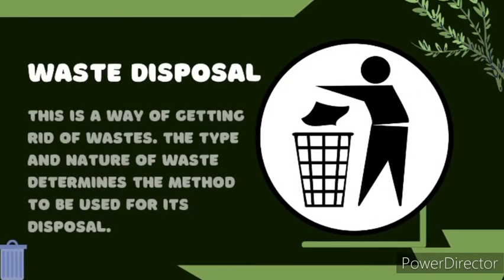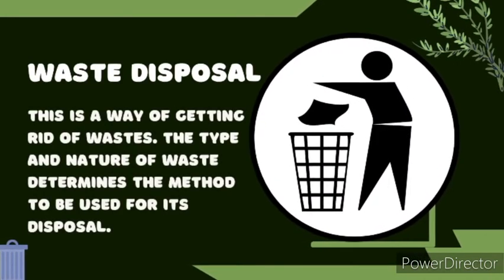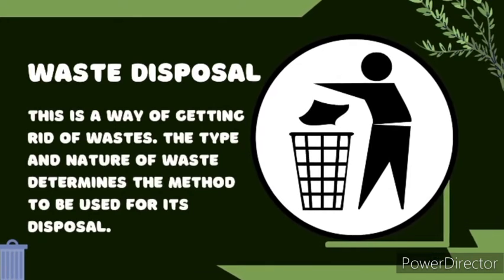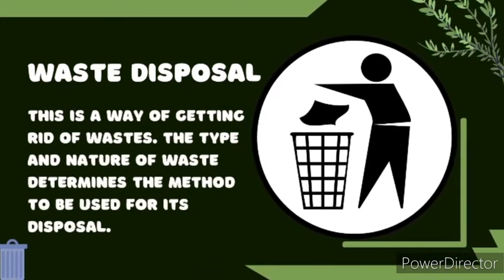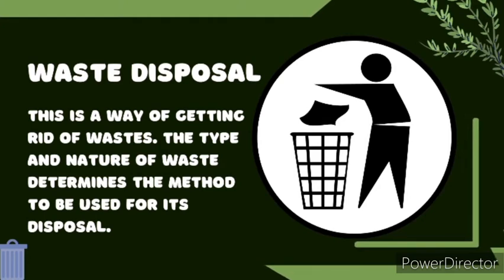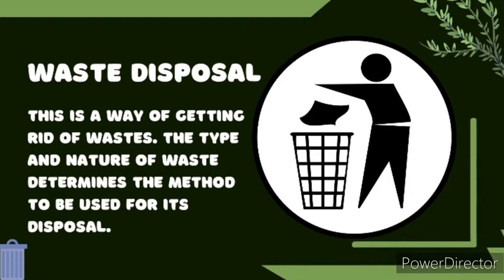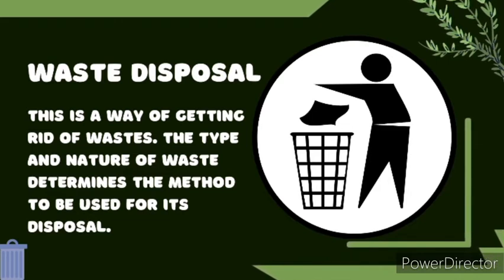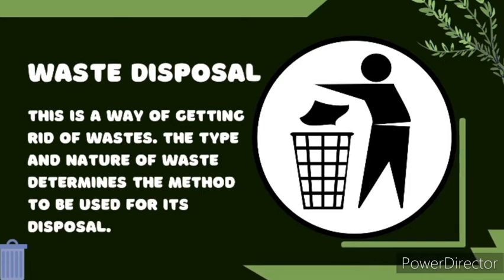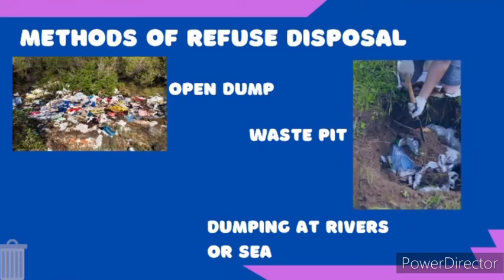Now let's look at waste disposal. What do we mean by waste disposal? This is a way of getting rid of waste. There are different methods we use to get rid of waste from our houses or from our offices, school, and so on, from our environment. There are different ways we throw away our dirt. Now, the type and the nature of waste determines the method to be used. All right. So we have different methods of disposal for different types of waste.